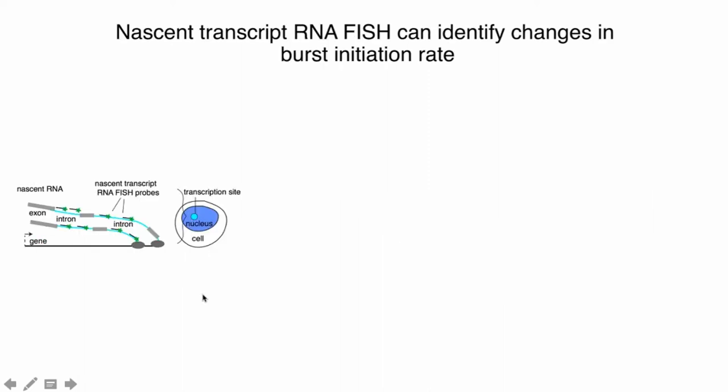And so our model said that nascent transcript RNA FISH could distinguish a change in burst initiation from a change in any other rate. So what is nascent transcript RNA FISH? It uses fluorescently labeled probes to label the introns of a gene of interest. And since when an RNA is transcribed, the introns are quickly spliced out a couple minutes after transcription, imaging with these probes allows us to have a quantitative measure of recent transcription in single cells.